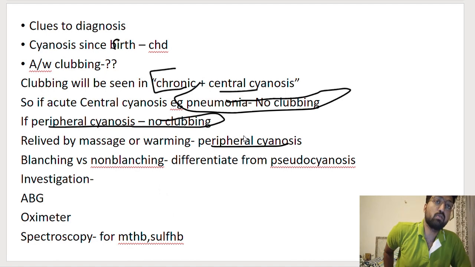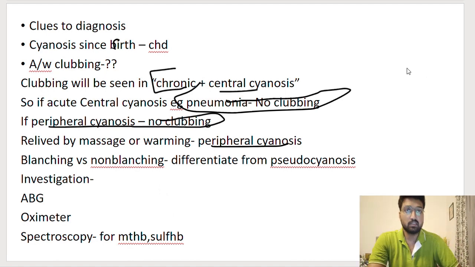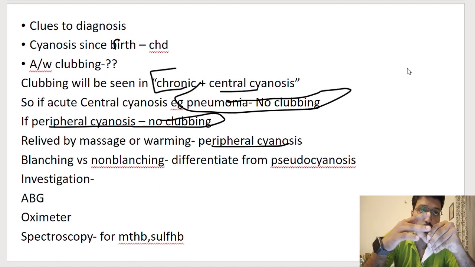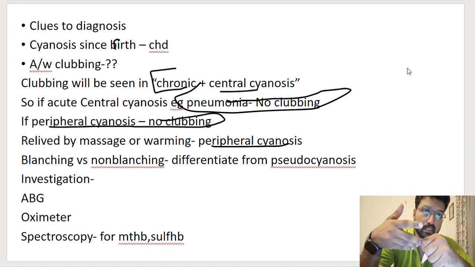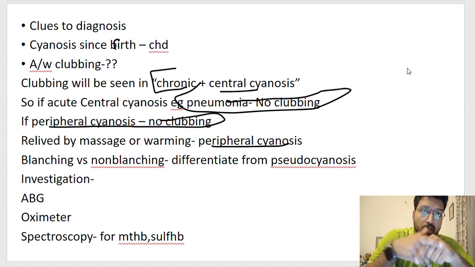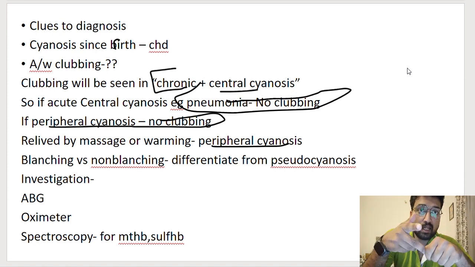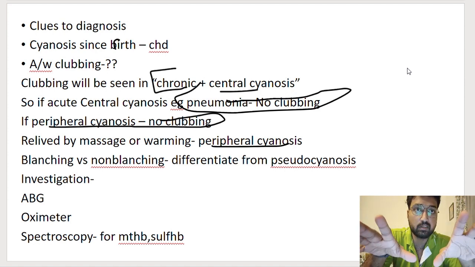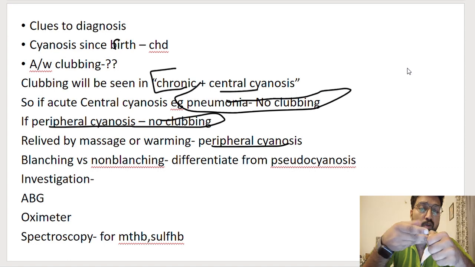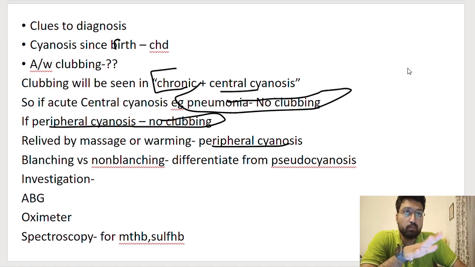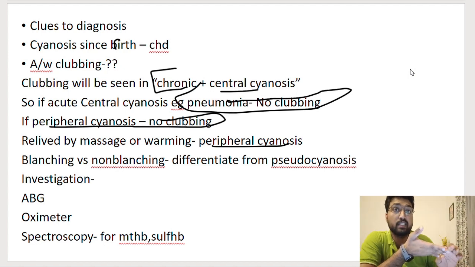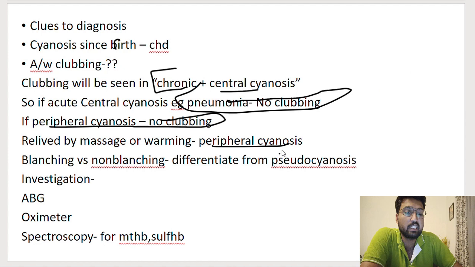Blanching versus non-blanching. Cyanosis means blood is pooling around. If there is a circulatory issue and the blood is pooled around, if you press it, then the blood will move away. So if it resolves on blanching, it means it is a true cyanosis. But if you are pressing and there is still discoloration, it means it is a pseudo cyanosis. There is no issue in the blood vessel; the issue is in the skin. The skin color has changed. That is known as pseudo cyanosis. I will explain it later on.